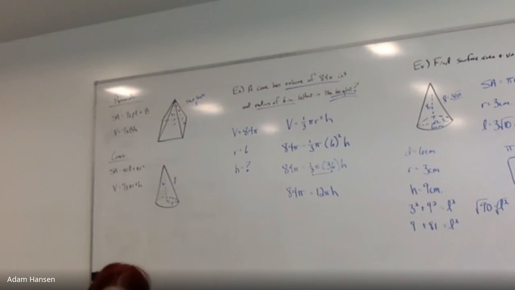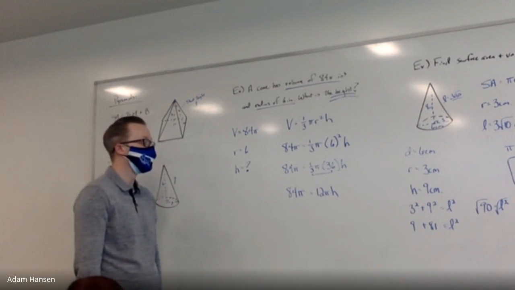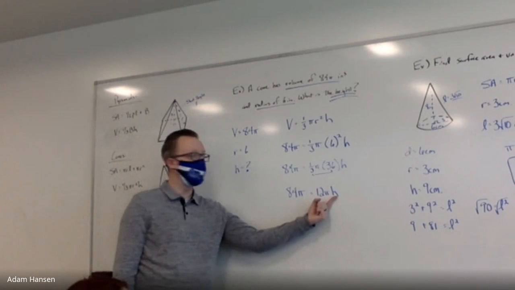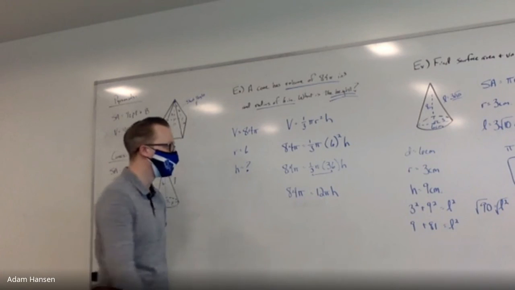h times 12 pi equals 84 pi as I was working through this equation so far. How would I solve for the missing height? Finish this up. You probably have to subtract. But I'm multiplying by 12 pi. To get rid of multiplying by 12 pi, I can divide by 12 pi.